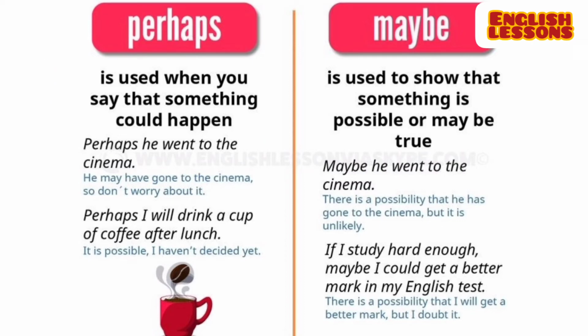Perhaps is used when you say that something could happen. Maybe is used to show that something is possible or may be true. For examples, perhaps he went to the cinema. He may have gone to the cinema, so don't worry about it. Maybe he went to the cinema. There is a possibility that he has gone to the cinema, but it is unlikely.